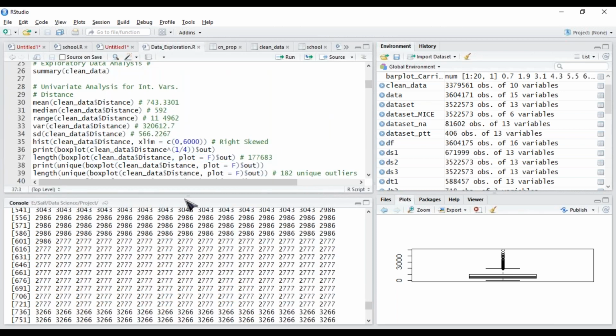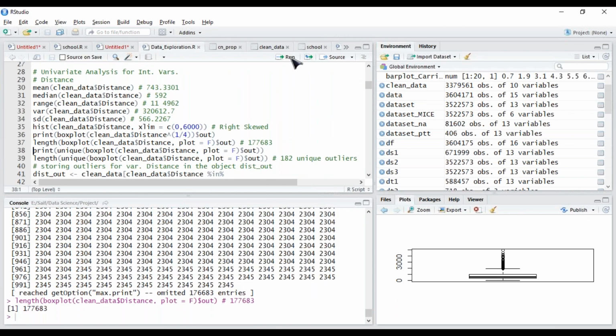By doing the length command on top of that, you get to see that there are 1,77,000 outliers. Is it possible to have 1,77,000 outliers? Because we have got a very large data set. So we have to be very careful while deleting and treating the outliers, and also check with the subject matter expert, and try out all those things that we have discussed. So we'll try to print the unique outliers.